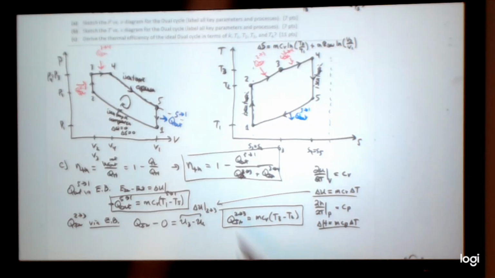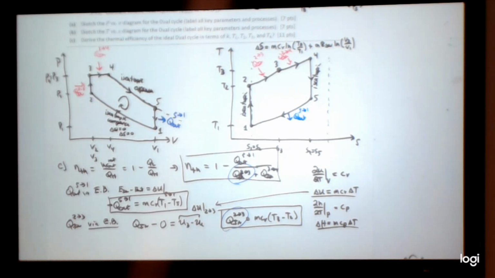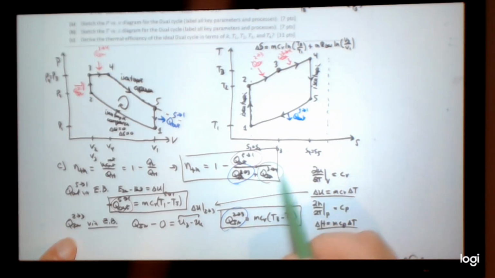So I have this piece, and I have this piece, and all I need is this piece, and then some algebra. So how do I want to do this one? Qn. How do I get Qn? Do I want to do an entropy balance or an energy balance?